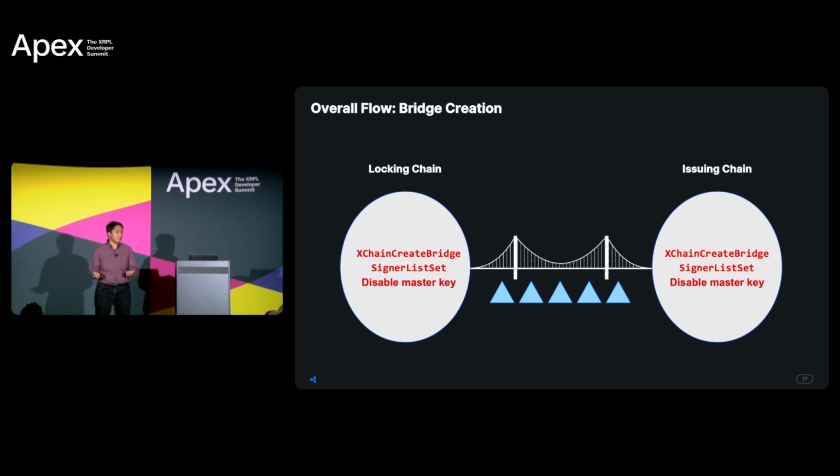A signer list set transaction, for those who don't know, is basically setting up multi-signing on this account, on the door accounts. So the multi-sig will be the witness server public keys. And you can set up quorum however you want with whatever weights for whatever accounts that you want. Next, you disable the master key. This ensures that the funds truly are held only in the hands of the witness servers. And the witness servers control all of the funds in the door accounts, because that's kind of what their job is, to direct those funds.